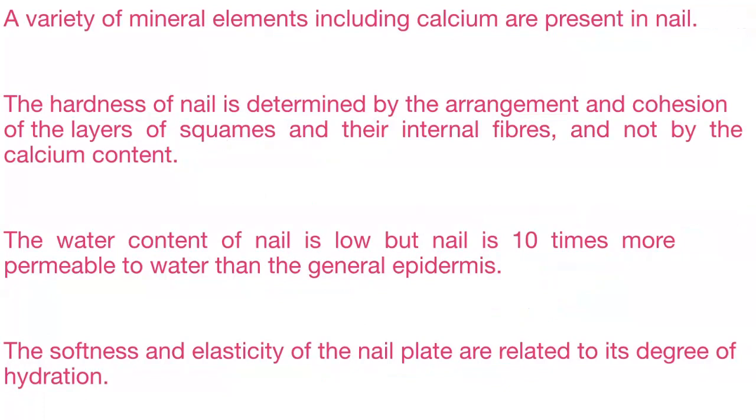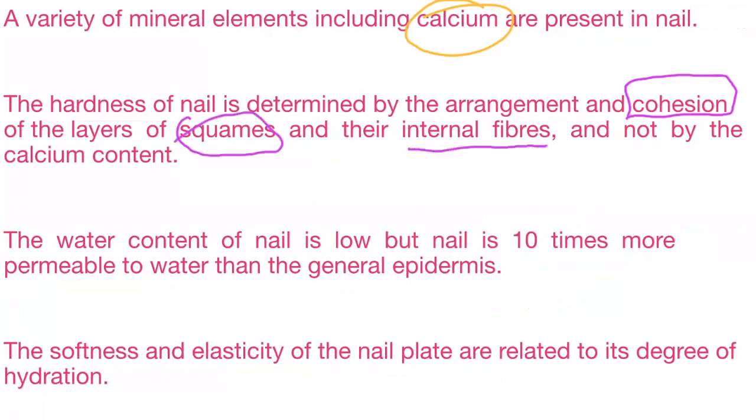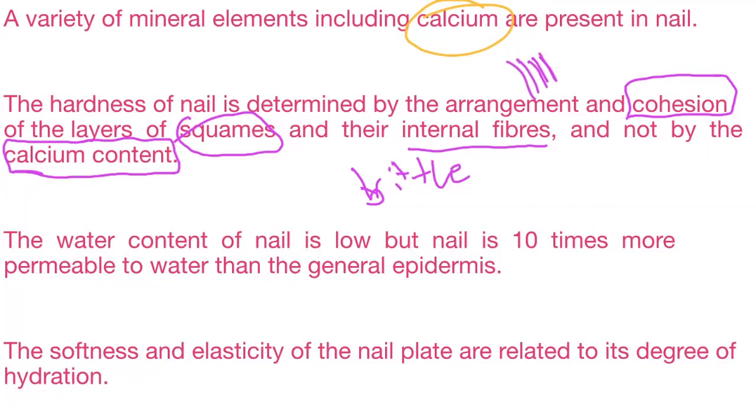A variety of mineral elements including calcium are present in the nail. The hardness of the nail is determined by the arrangement and cohesion of the layers of the squames and their internal fibers, and not by the calcium content. So if the nail is brittle, that is because of the arrangement of the layers of the squames, not the calcium content of the nail.